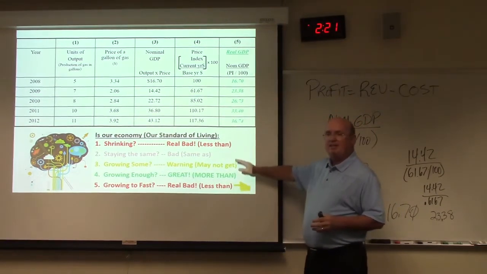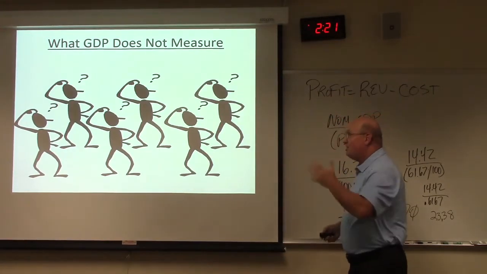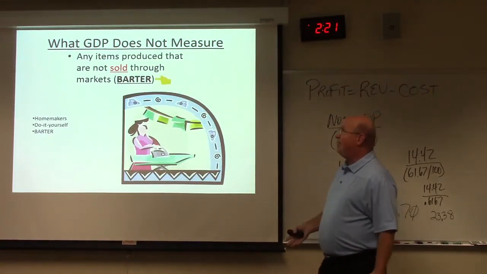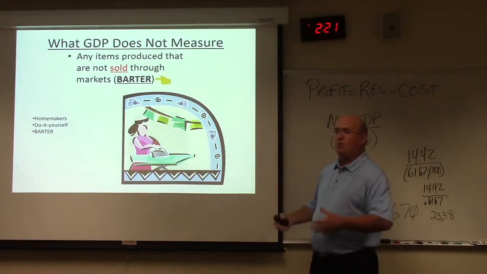When we get into the aggregate demand chapter, you'll see a lot more about how this works. So throw that over on your sheet. And there are some things that GDP does not measure. The first is it doesn't measure stuff that is produced but not sold through a market.